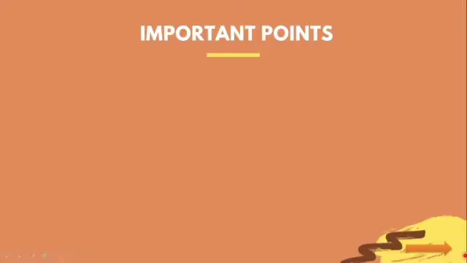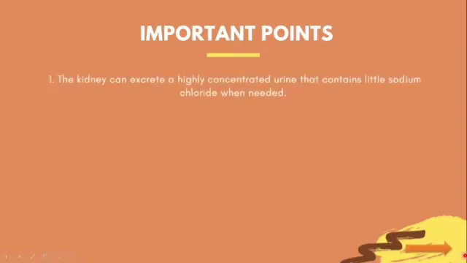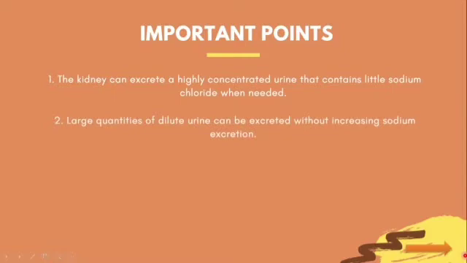Now, before we end the discussion about the ability of the kidneys to excrete a concentrated or dilute urine, here are some of the important points. First is that the kidney can excrete a highly concentrated urine that contains only little sodium chloride when needed. This is because there are other solutes that are highly concentrated, maintaining the hyperosmolarity of the urine. Next important point is that large quantities of dilute urine can be excreted without increasing sodium excretion.